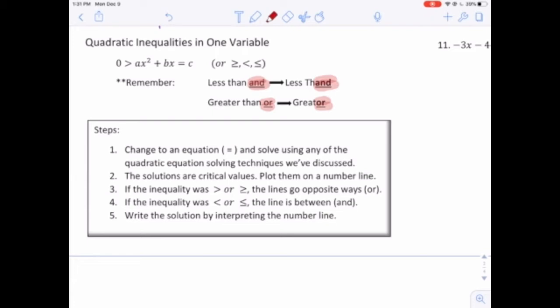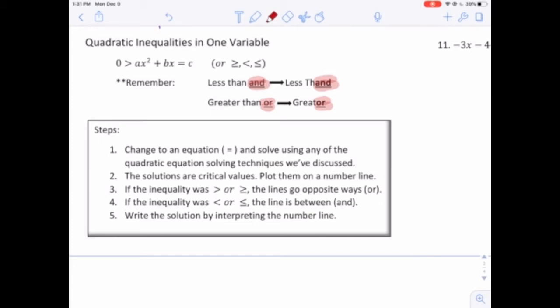All right, so the first thing we're going to do is change our inequality to an equation and then use any of the 5 methods that we've used in class to solve. And then whatever solutions we get, whatever x values we get, are going to be our critical values. And we want to plot those on a number line and then decide if our lines and arrows go opposite directions or if they're in between based on our inequality symbol. Finally, we'll write our solution in inequality form by interpreting our number line.